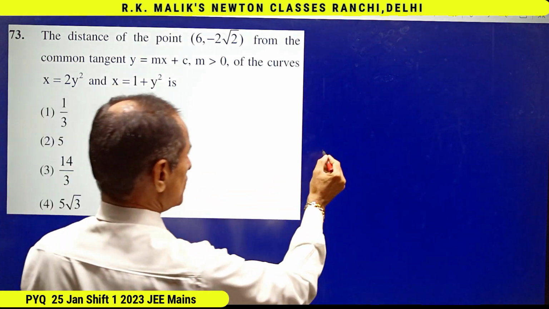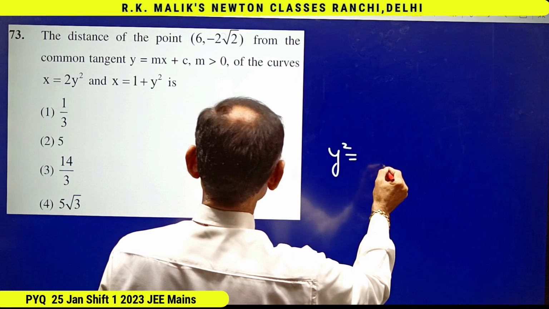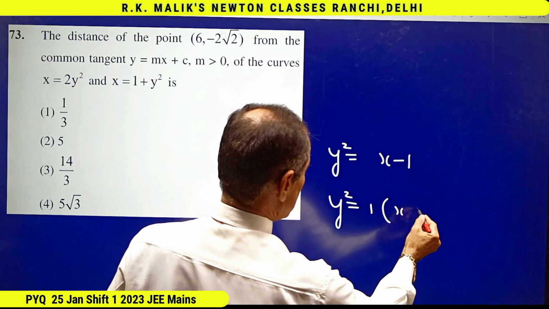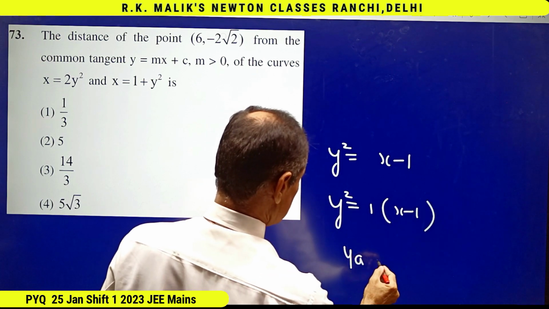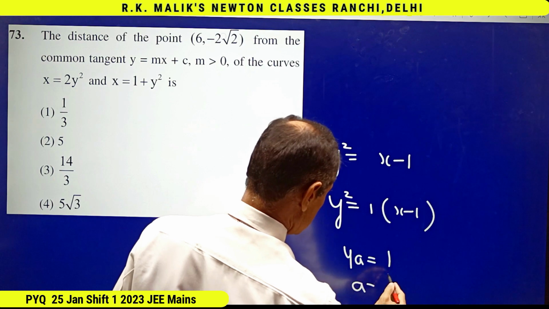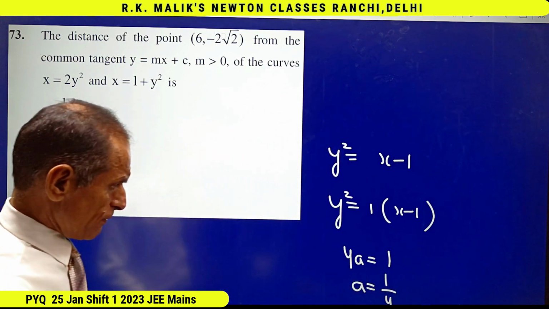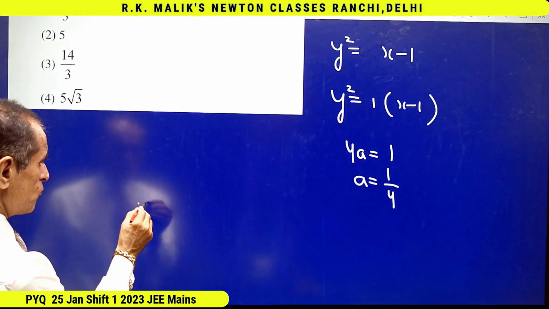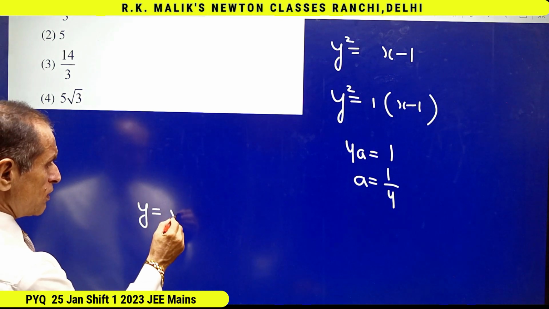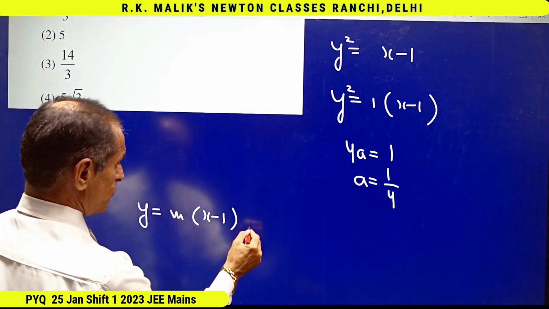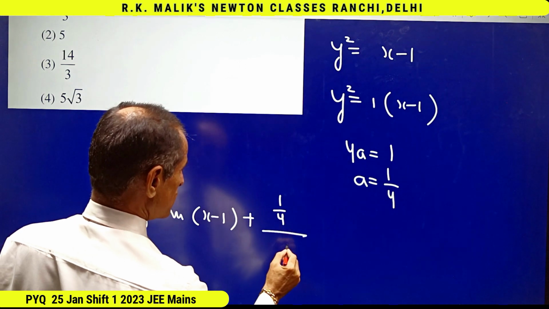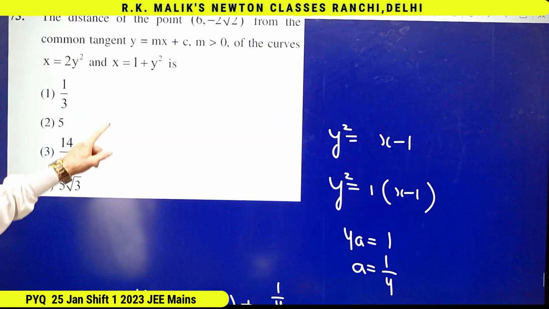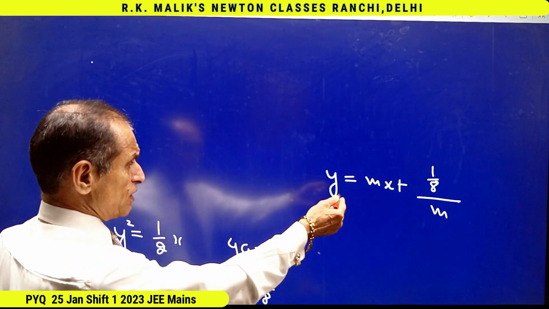And this parabola can be written as y² = 1(x - 1), that is the value of 4a in this case is 1, that is the value of a in this case is 1/4. Hence the equation of tangent of slope m to this parabola will be given by y = m(x - 1) + a/m. That is, this is the equation of tangent of slope m to this parabola and this is the equation of tangent of slope m to this parabola.